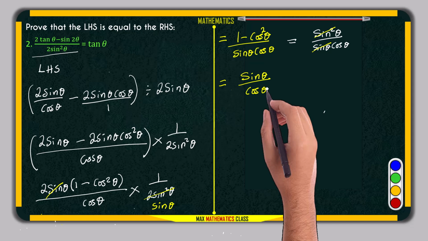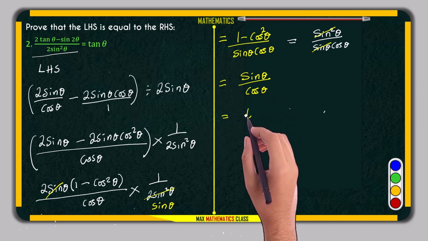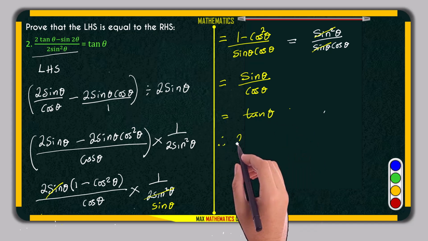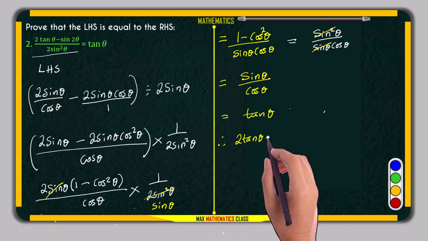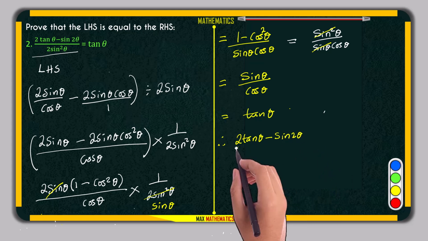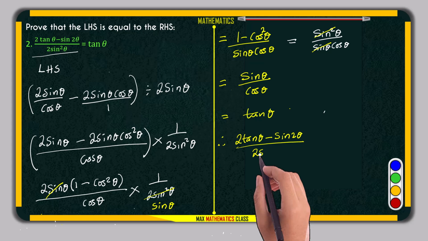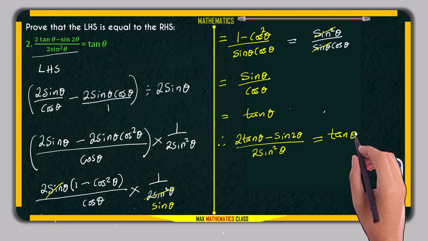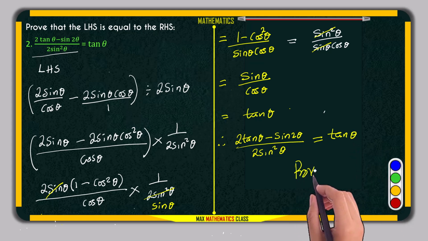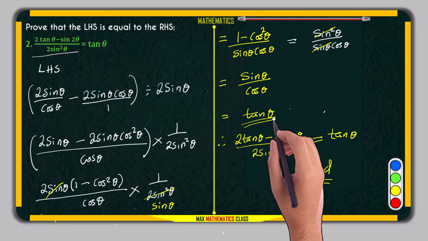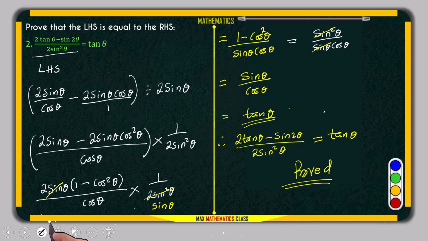And we know that sine theta over cos theta is equal to tan theta. Therefore, 2 tan theta minus sine 2 theta over 2 sine square theta is equal to tan theta. Proved. So this is the final answer we got here. We have proved it. So let's move to the next one.